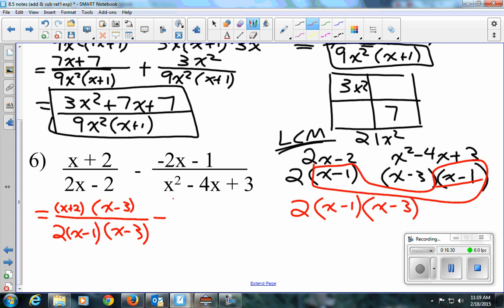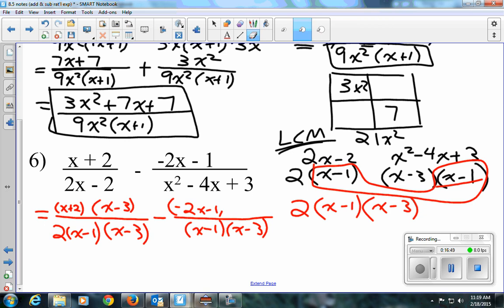Okay, so then I've got on top negative 2x minus 1. On the bottom, I've got x minus 1 times x minus 3. What's that one missing? 2. So actually, I'm going to put that at the beginning because it's easier. So I'm going to say times 2 on top and bottom. Now I have my common denominator.